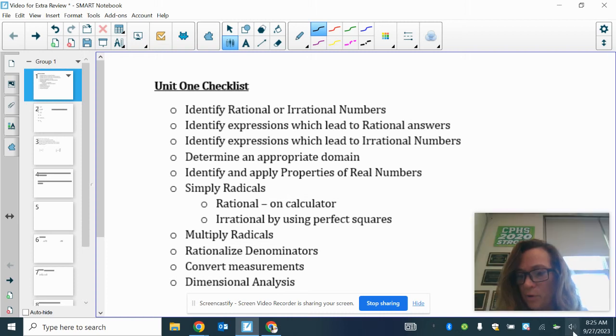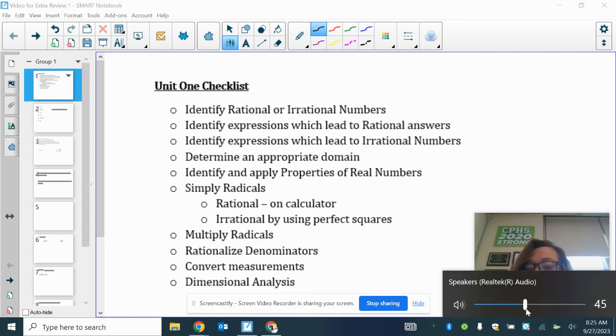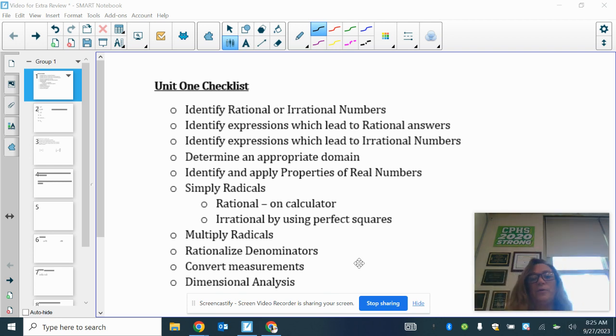Hi guys, I am going to do this extra review with you. So hopefully this will help you. So first of all, don't forget you have your checklist. You want to go through your checklist and make sure you know how to do everything on this list.